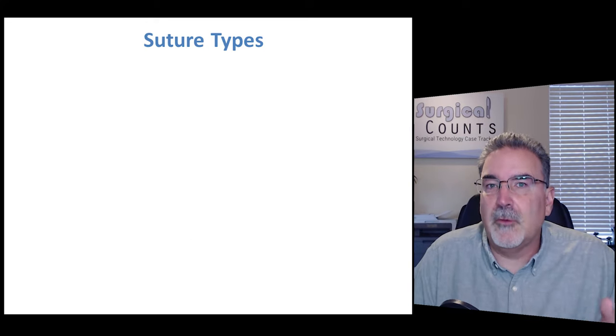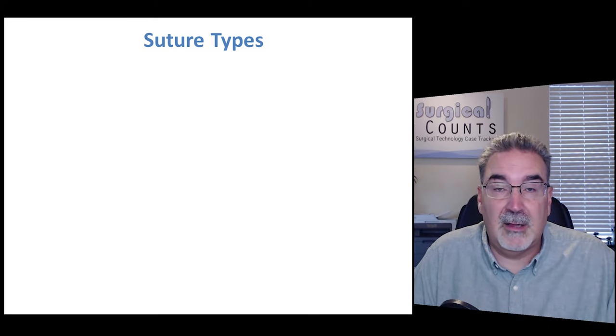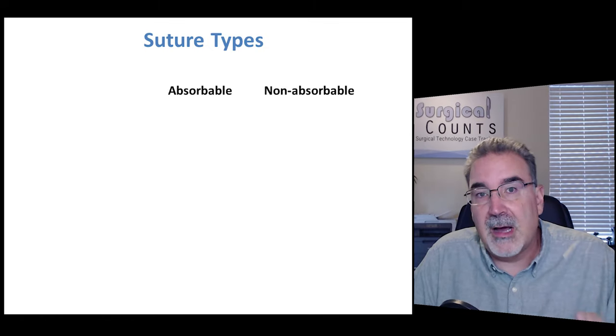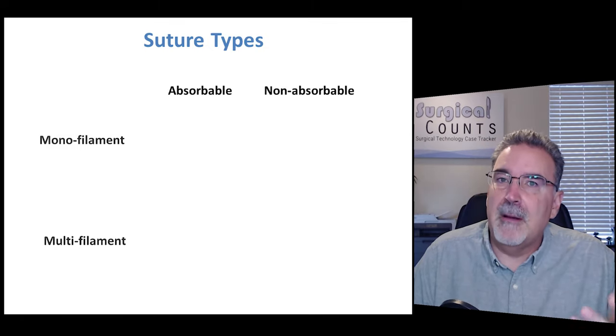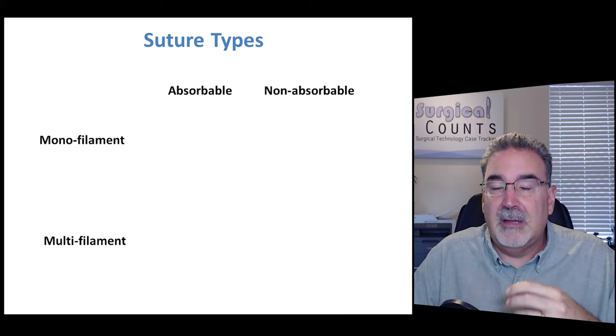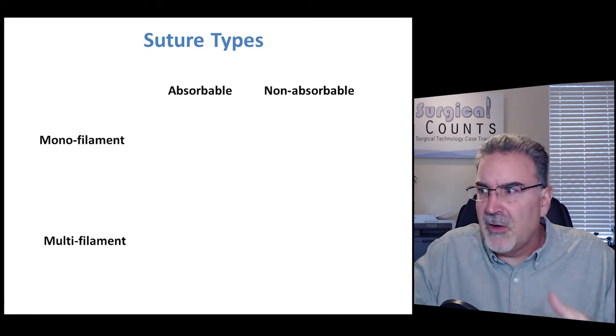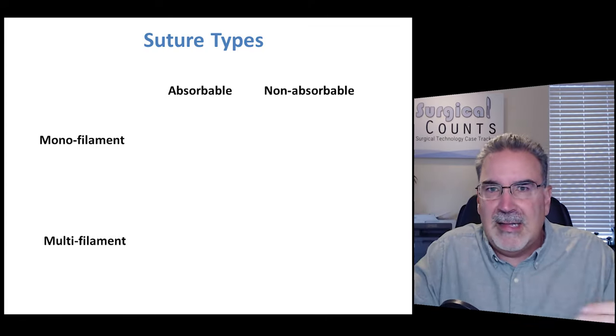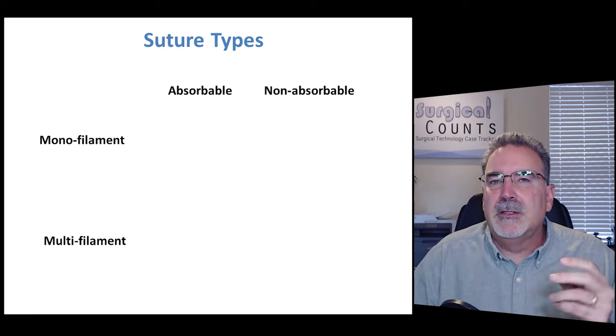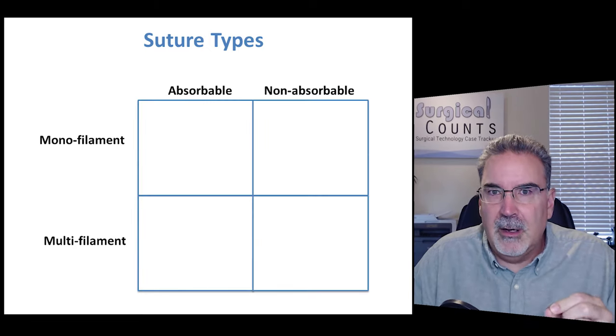So those are two different ways of classifying suture. We can classify it whether it's absorbable or non-absorbable. We can classify it whether it's monofilament or multifilament. And those two different types of classifications can sort of mix and match. One isn't linked to the other in any way. So we can make a grid here of the different combinations that we could have.